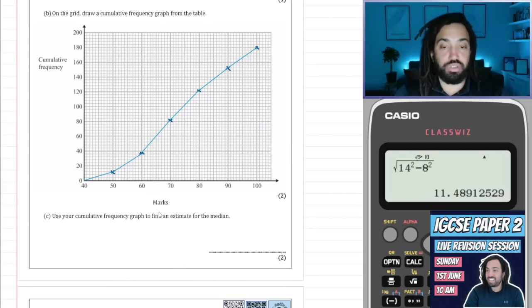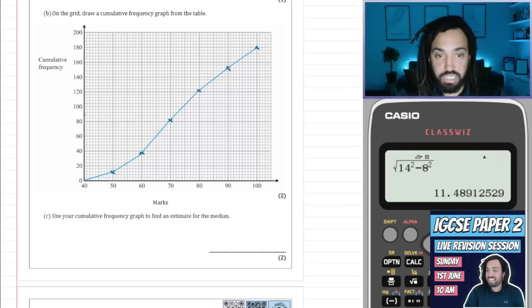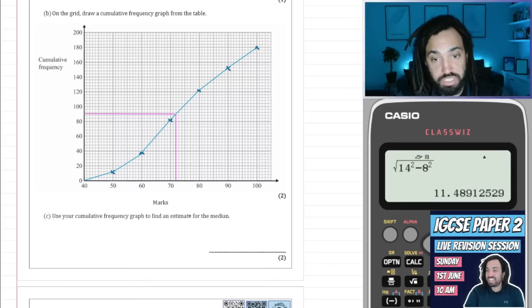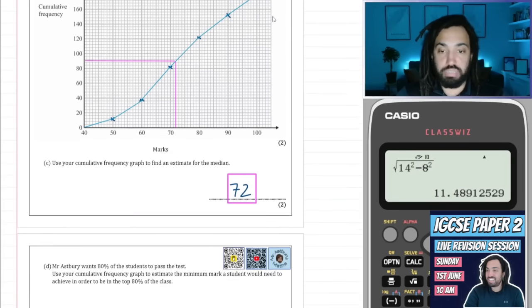Okay, use your cumulative frequency graph to find an estimate. Classic. Well, half of 180 is 90. So I'm going to need to go across at 90, and then we're going to go down here. Okay, great. So that to me looks like 72. Yeah, 72. Okay, great. Is there another question?